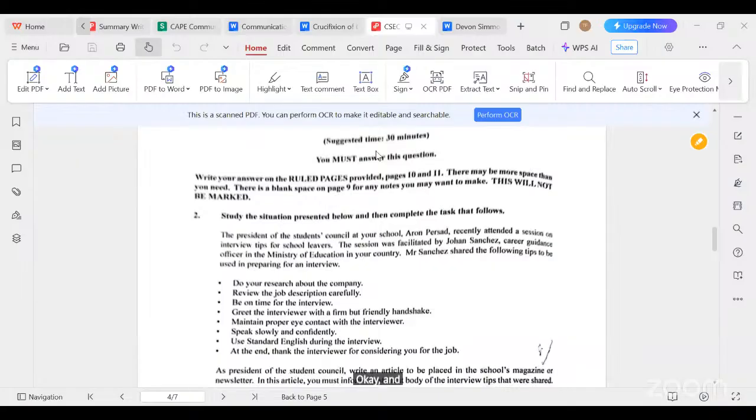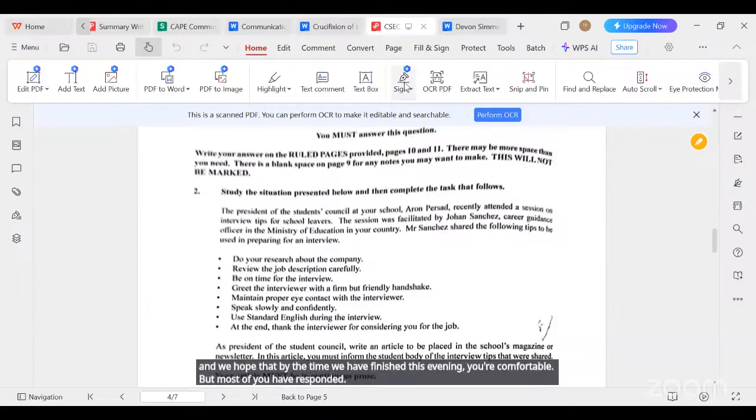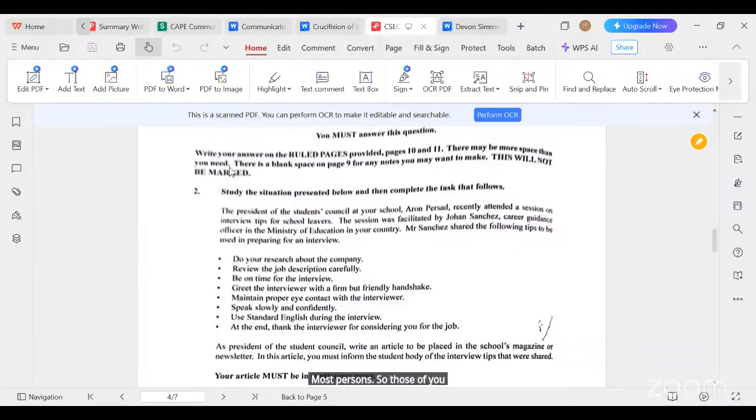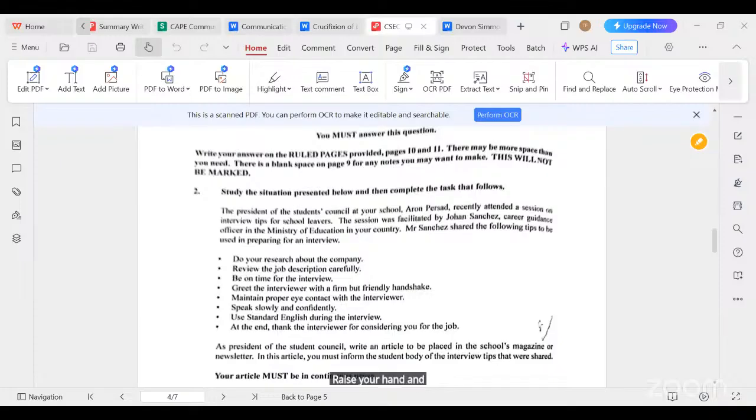Okay, and while Miss is getting ready, I'm seeing those thumbs up. I'm seeing one reaction that is not as promising, not as encouraging. So I think we still have someone who's not very comfortable with the article, and we hope that by the time we're finished this evening, you're comfortable. Those of you who've sent the tears or the thumbs down, you can raise your hand to ask a question or to get clarity. Miss will ask if you have any other questions. So please, this is what the forum is for. Raise your hand and Miss will be able to give you some clarity. Back to you, Miss Lindsay.